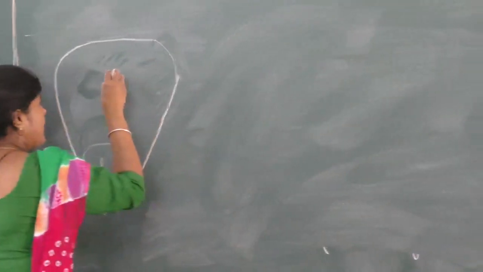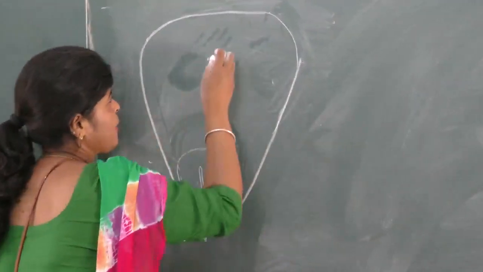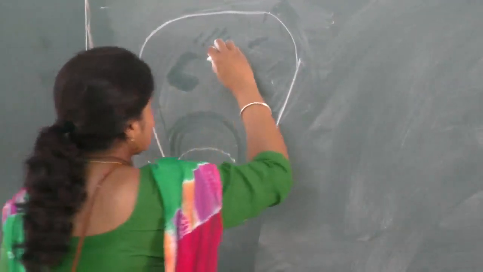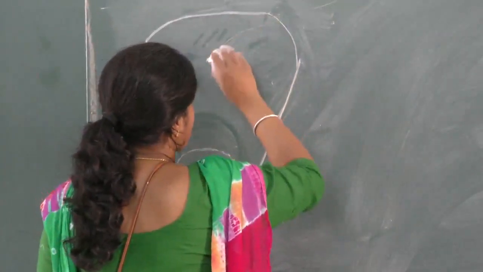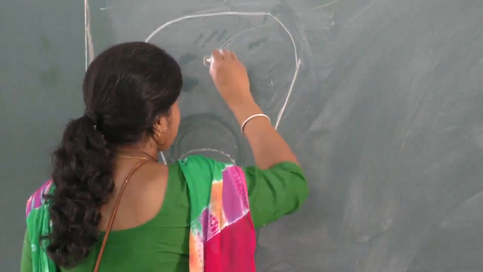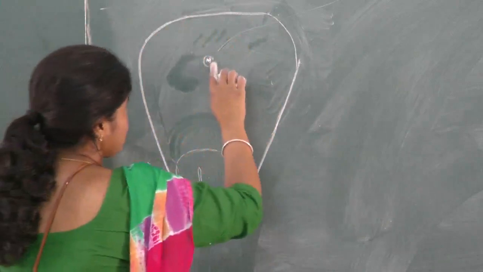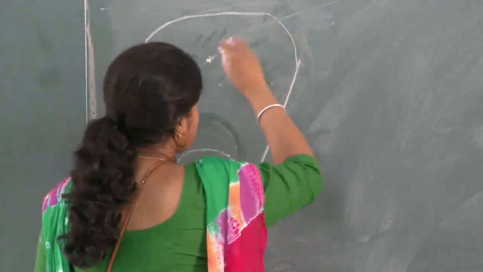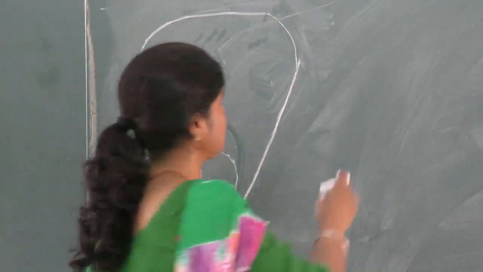Now one more thing. If you see a green seed, you will find a depression like this. This is the part where the stigma and style were attached. After the style comes the ovary. The ovary has grown into a fruit, and this is the part where the stigma and style were attached. It is no more there. It fell off.